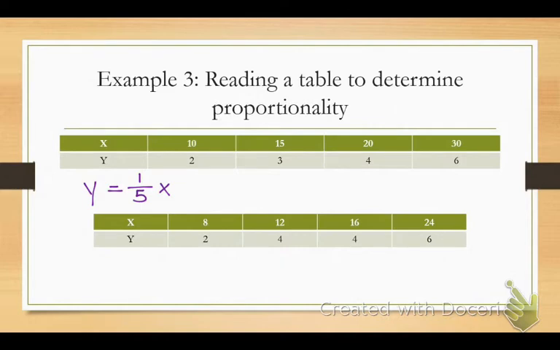Is 15 divided by 3 is 5? So you agree it would be 1/5 again? What about 20 and 4? 1/5. What about 30 and 6? 1/5. So my answer, y equals 1/5 x, and my answer is yes, because this equation works on every ordered pair in the table.